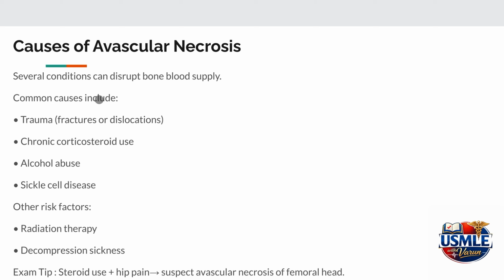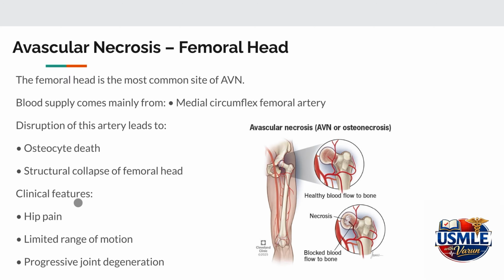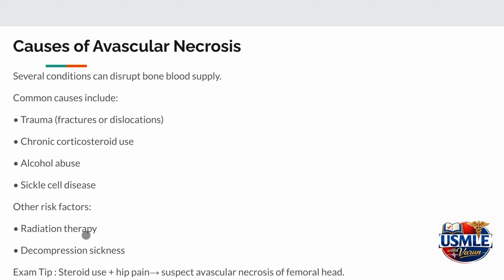There are several conditions that interrupt the blood supply to the bone and cause avascular necrosis. Trauma is a major cause, particularly fractures or dislocations that damage blood vessels supplying the bone. Other important causes include chronic corticosteroid use and excessive alcohol consumption. Certain systemic diseases can also predispose to avascular necrosis, such as sickle cell disease. So we have a mnemonic. The first thing is corticosteroid use, alcohol abuse, sickle cell anemia, trauma: CAST. Other risk factors include radiation therapy and decompression sickness.